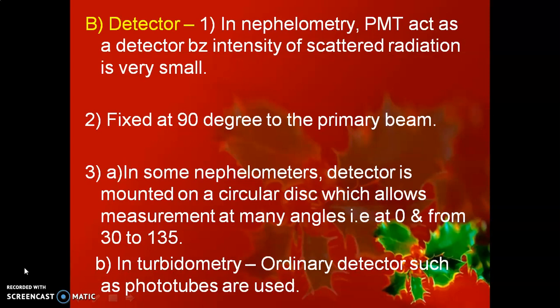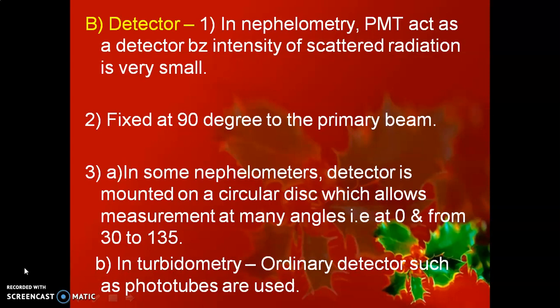In nephelometry, a photomultiplier acts as the detector because the intensity of scattered radiation is very small. In the photomultiplier detector, as we have already seen, a cathode is present, an anode is present and a series of dynodes are present. So from a single radiation we can generate a number of electrons. The multiplication of electrons is more, so amplification of current is more. So we get better results, as this detector is very sensitive. Hence we can use the photomultiplier detector here.